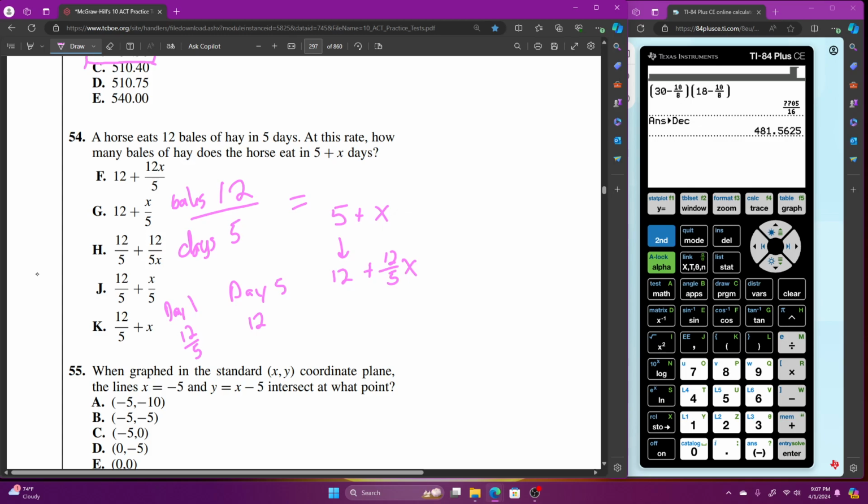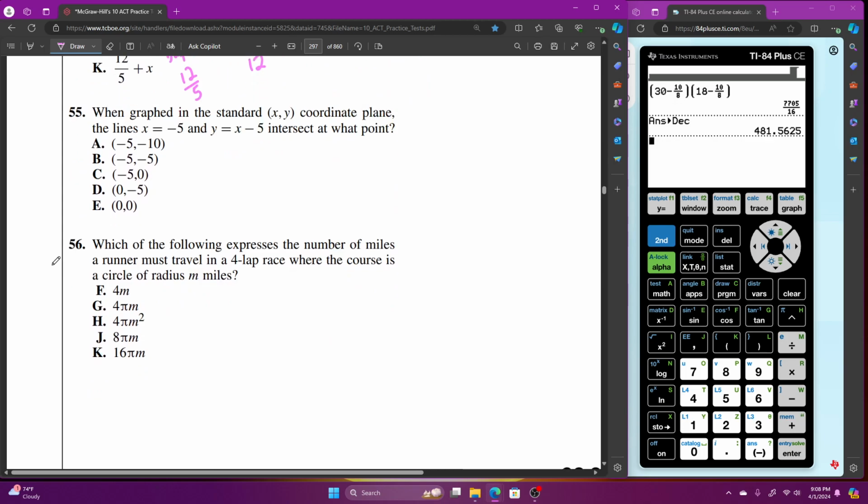So, oh, that's the answer. Because in 5 days he had 12 bales of hay. And then each extra day he has 12/5 of a bale of hay, considering that the horse eats the same amount every day.